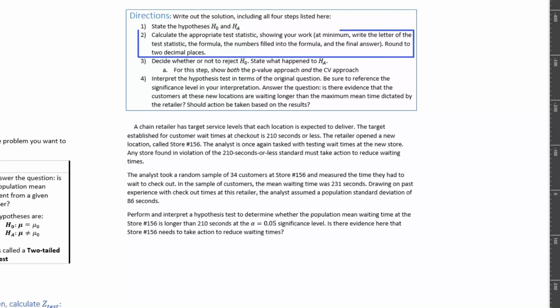Step 2 says calculate the appropriate test statistic showing your work. At minimum, write the letter of the test statistic, the formula, the numbers filled into the formula, and the final answer. Round to 2 decimal places.